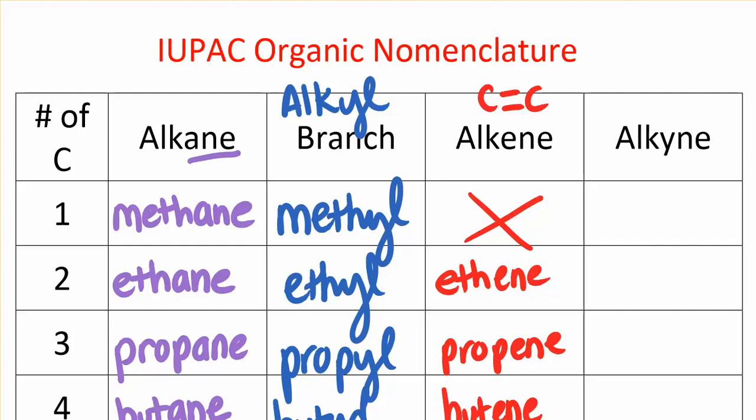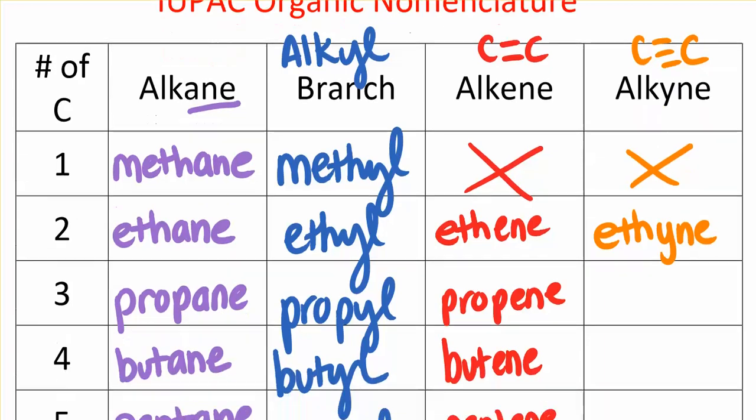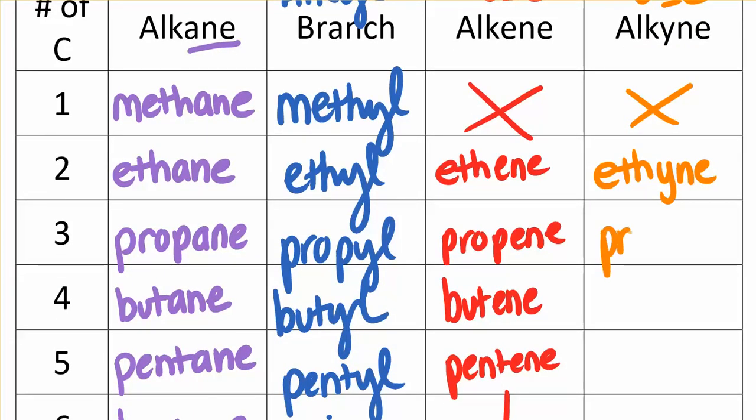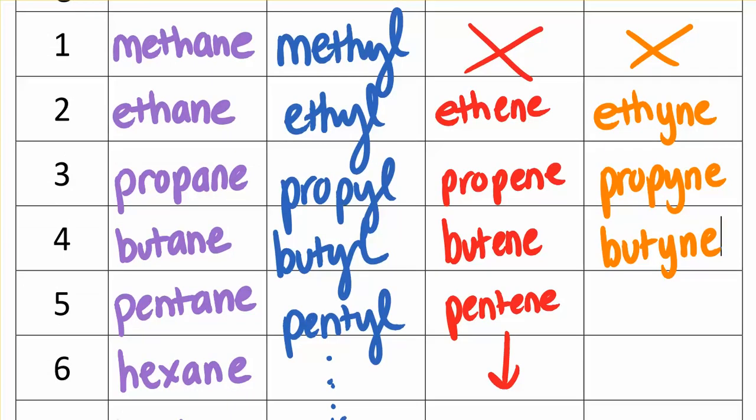While we're here, let's look at the names of the alkynes. Alkynes have at least one triple bond. So there's no methine, but 2 carbons is eth-ine for alkyne. You pronounce all of these with a long I: butyne, pentyne, and so on.